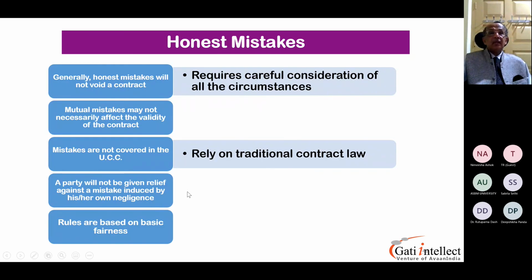Honest mistakes. Generally, honest mistakes will not void a contract. It requires careful consideration of all circumstances. Mutual mistakes may not necessarily affect the validity of the contract. Mistakes are not covered under UCC, so there's no point of talking about it, because UCC, Uniform Commercial Code, does not permit mistakes. Rely on traditional contract law. A party will not be given relief against a mistake induced by his or her own negligence.